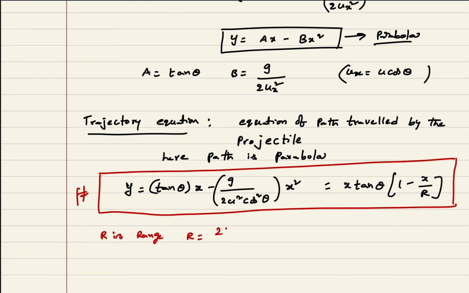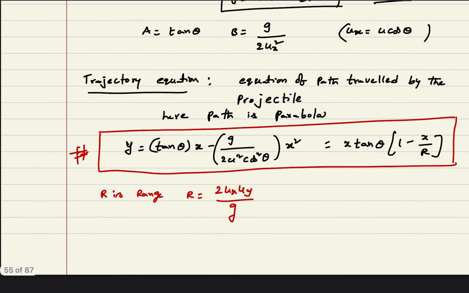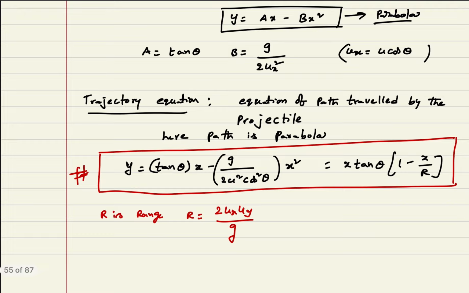That R is equal to 2 ux uy divided by g, that we can write here. Okay, you can remember this expression. Sometimes they may ask to compare with the ax minus bx square form, which they will give. They will ask what is the ux value and tan theta value, the angle of projection and all. Okay, you can refer to these points. Next point.